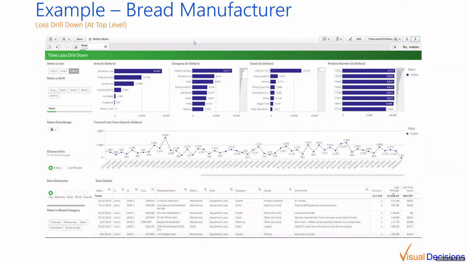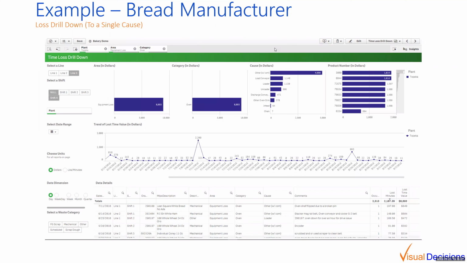At the top level of the hierarchy is area here, and it shows that equipment loss is the biggest contributor by far. And if I drill into equipment loss, just by clicking on that bar, it would go in and show me that the biggest category within there is oven. If I clicked on oven, then it shows me additional levels of detail.